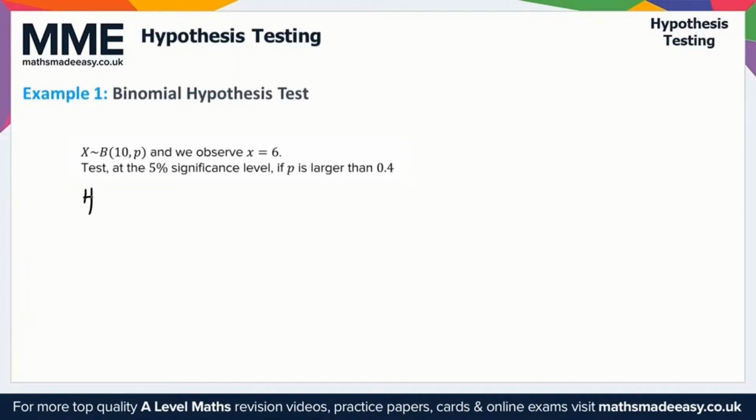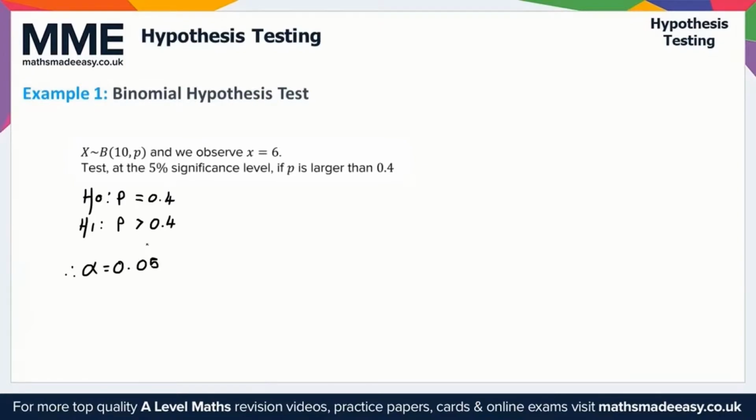So we have H0 here and H1. And remember, for a binomial hypothesis test, we're testing the p parameter here. Okay, so p and p again. Now our H0 is that p is equal to 0.4, and H1 is what we're actually testing for here, which is p is larger than 0.4. We know the significance level is 5%, so therefore alpha is 0.05.